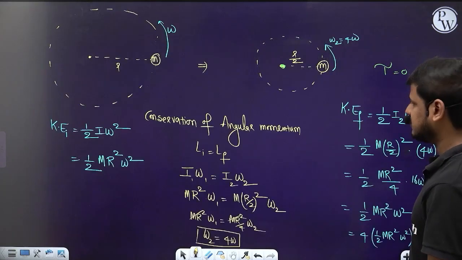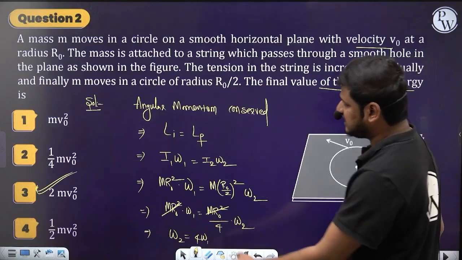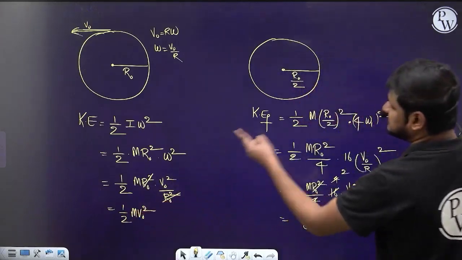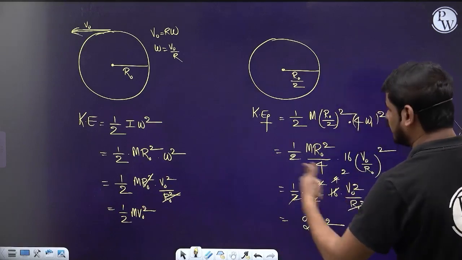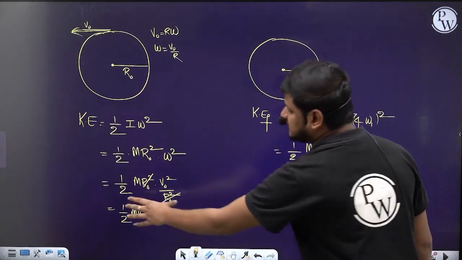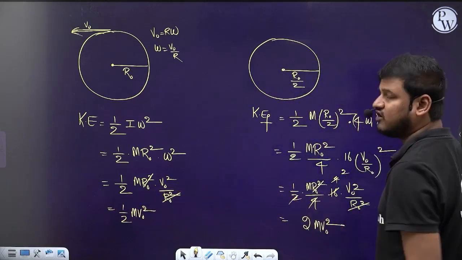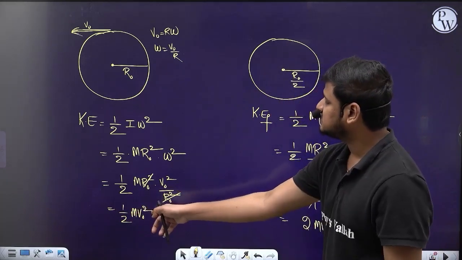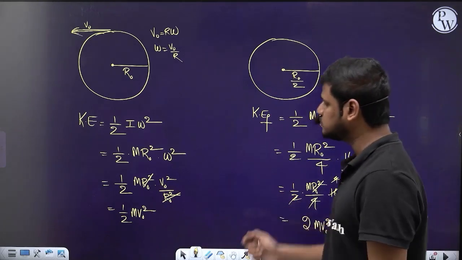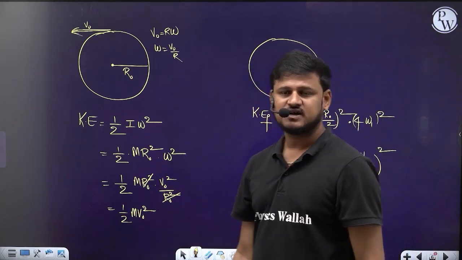See, actually this kind of questions you can directly do. Initial kinetic energy you already know. So how much? Half M V naught square. So it increases by a factor of 4, right? When the radius decreases to half, its kinetic energy increases by a factor of 4. So half M V naught square into 4, you'll get 2 M V naught square. So directly also you can do. Done? Clear?